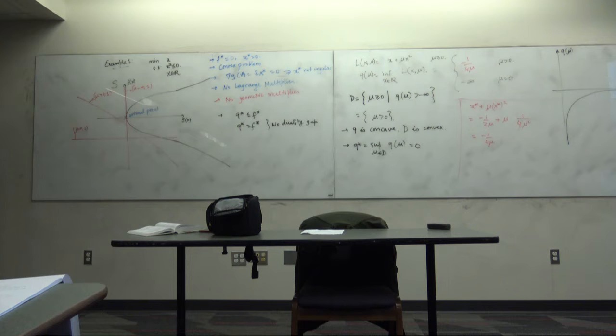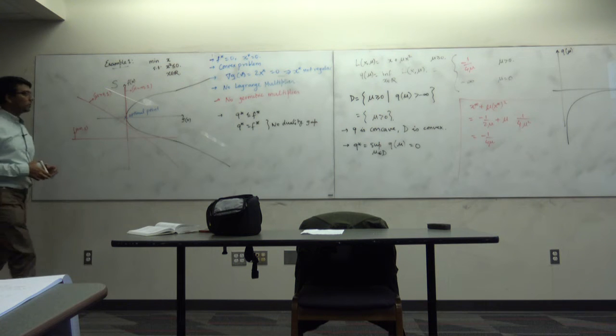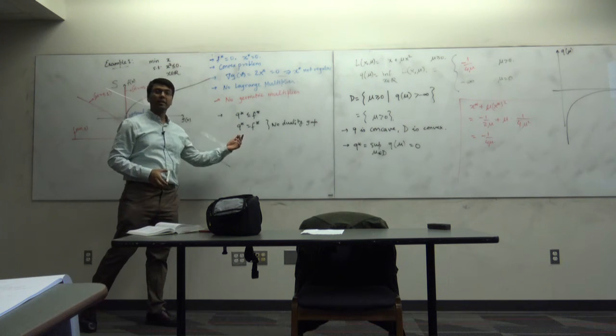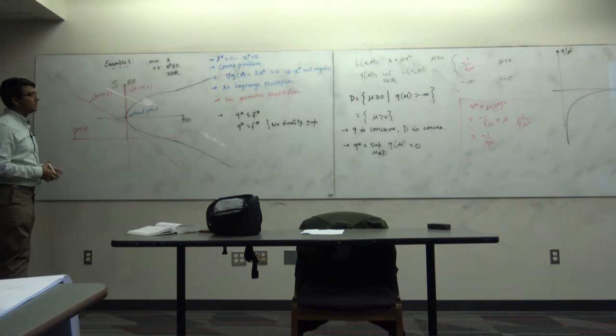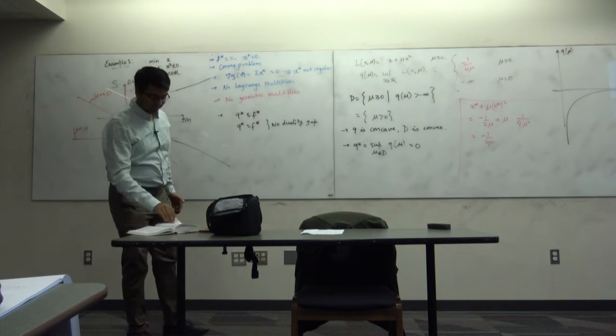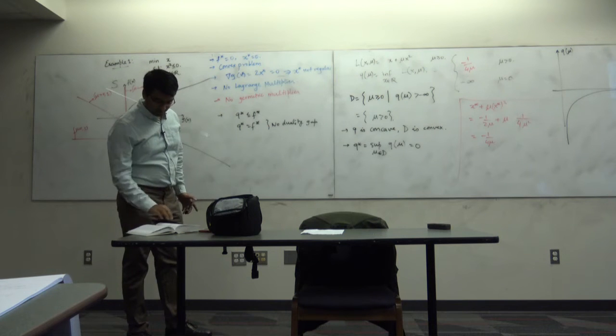Okay, any questions so far? Okay, so what did we know about the no duality gap case? The set of geometric multipliers would be the same as the set of Lagrange multipliers. No, that wasn't the case. That is for convex problems.